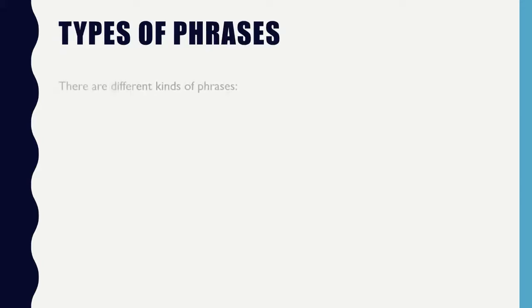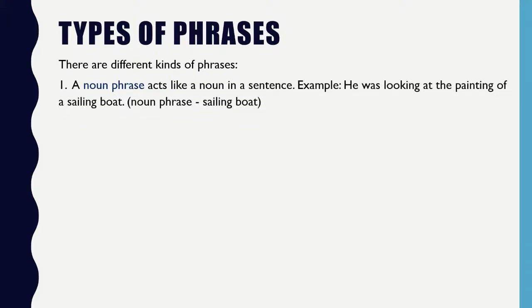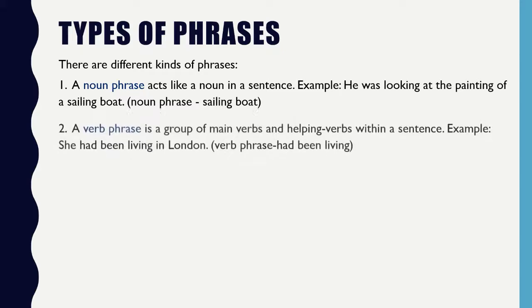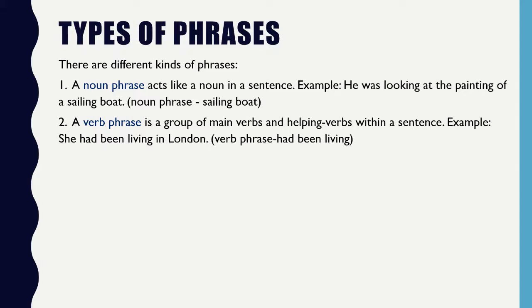Types of phrases. There are different kinds of phrases. First, a noun phrase acts like a noun in a sentence. Example: he was looking at the painting of a sailing boat. Here, the noun phrase is sailing boat. A verb phrase is a group of main verbs and helping verbs within a sentence. Example: she had been living in London. The verb phrase is had been living.